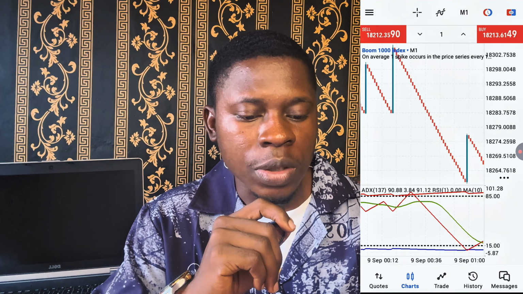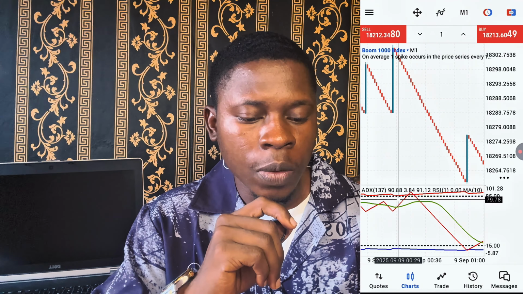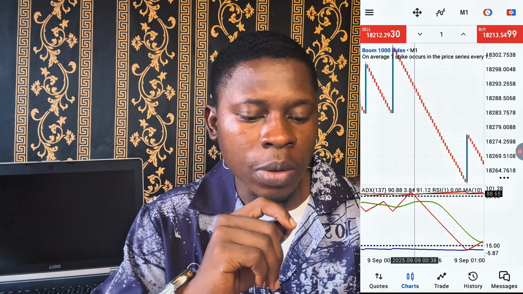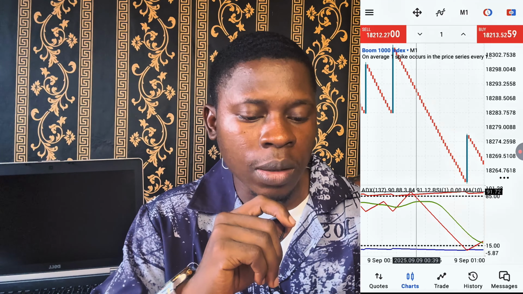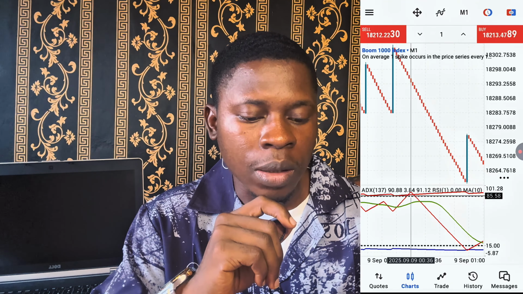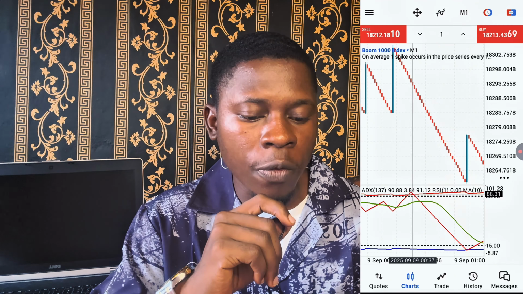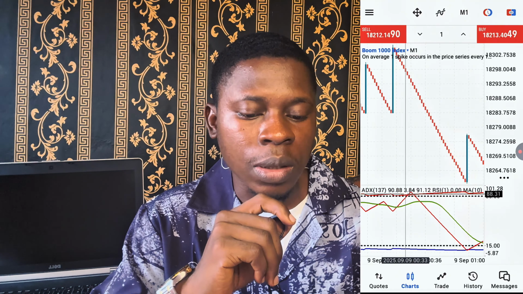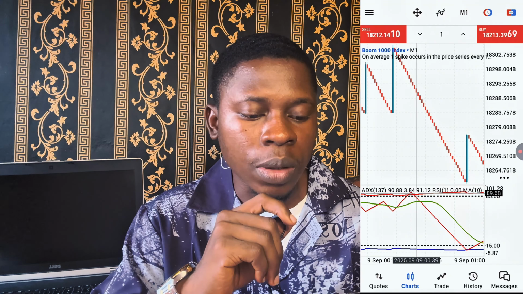Now you can see at this very point as well, when this red line gets to the overbought here, above this line, as you can see, and also above the RSI, which is the 85 level.